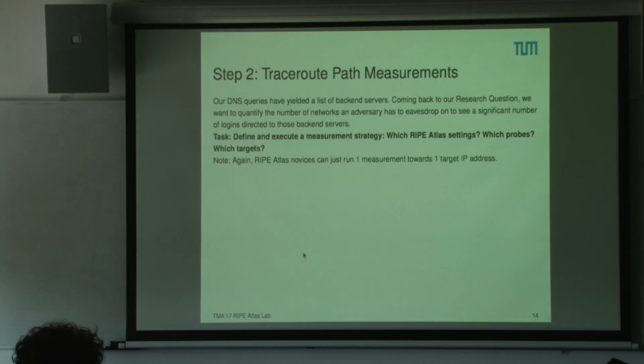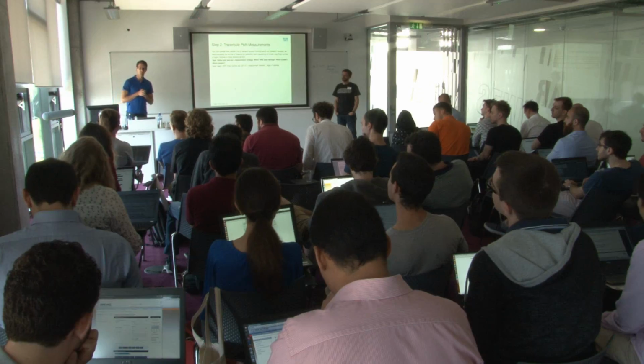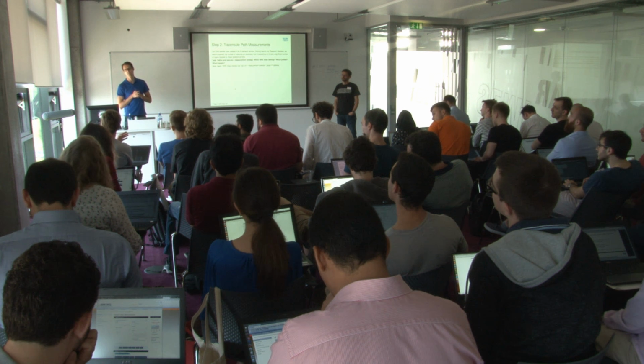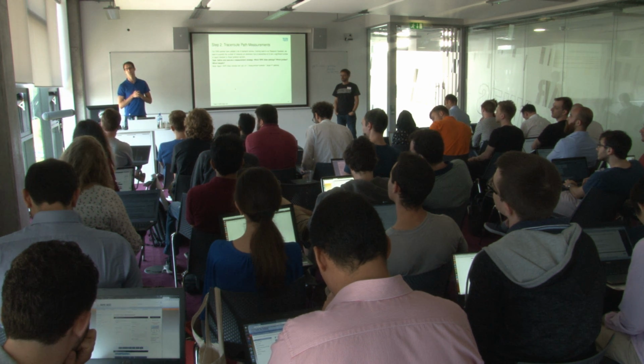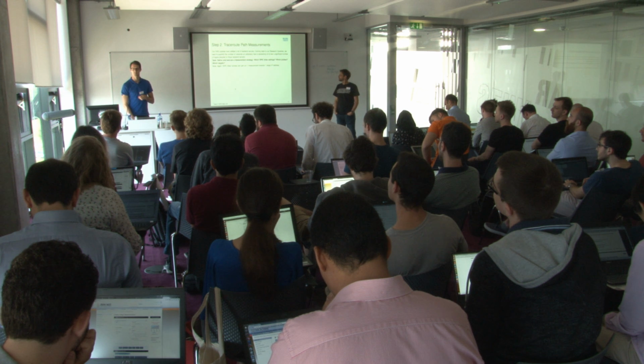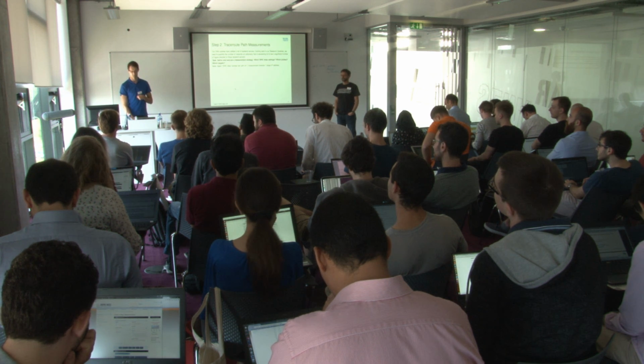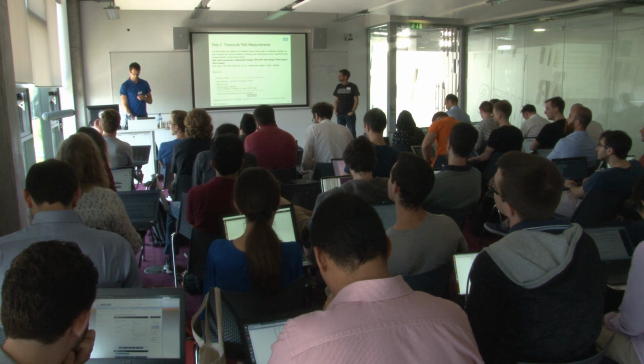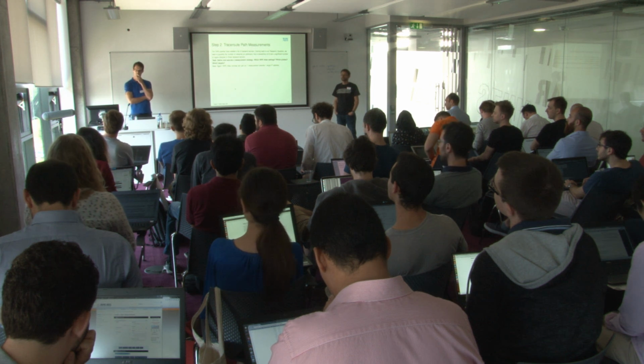Did anyone already figure out a strategy how to proceed with that rather complex task? You did? You already discussed some interesting details? So we just use all the probes. All probes for your country? And we start one measurement for all the probes to each of the targets that we found. Every IP address you found in your... Sure. And then we found out which AS is being hit by the most probes.